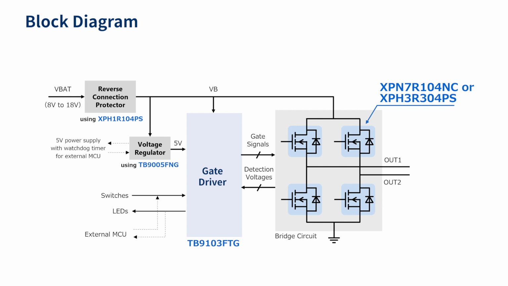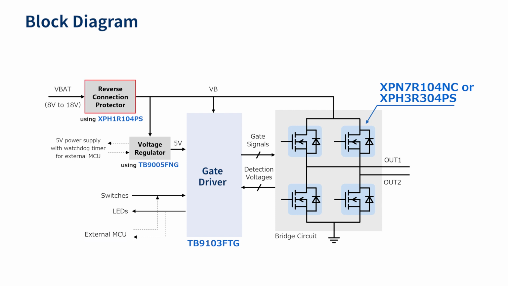This is the block diagram of this design. The gate driver IC TB9103FTG drives the MOSFETs that make up the bridge circuit and control the motor. This design can be controlled by 2 methods. In first method the input signals are set using the onboard switches and the fault detection is indicated by the onboard LEDs. In second method the input signals are controlled by the external MCU and the fault detection signals are read by the external MCU.